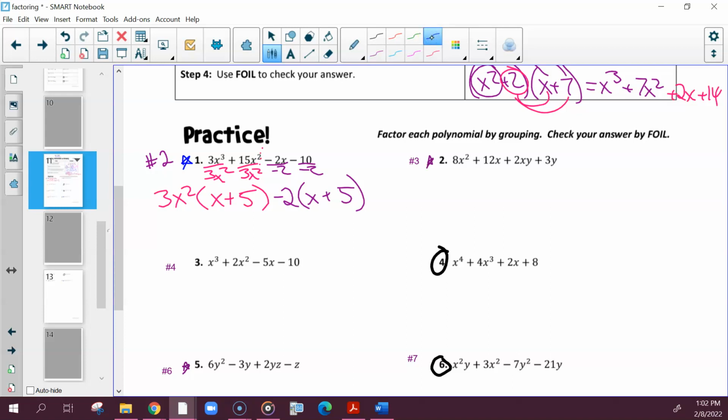So then our two factors, the outside terms, 3x squared minus 2. And then the inside terms, but we're just going to put that once.